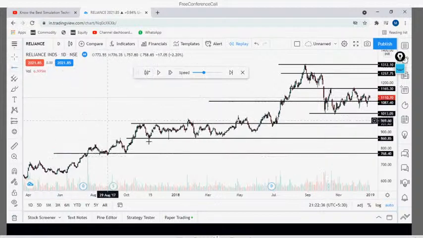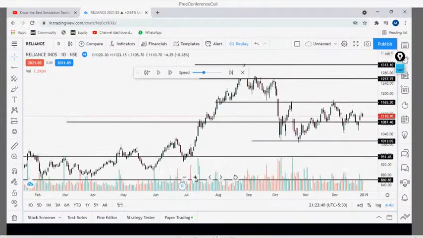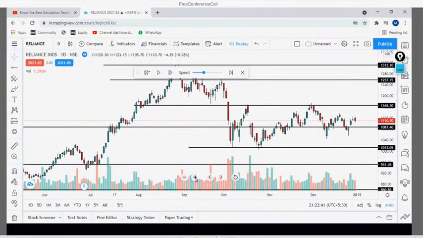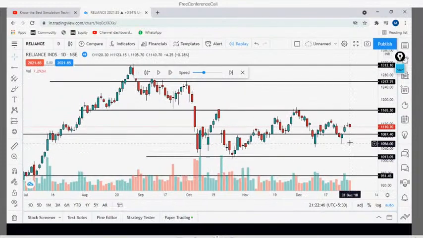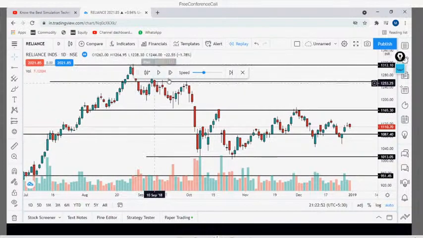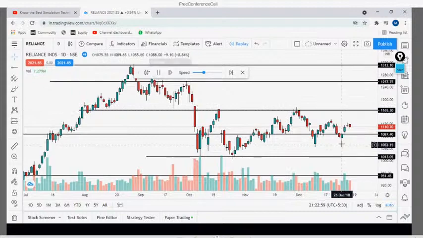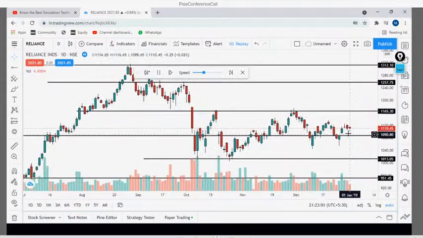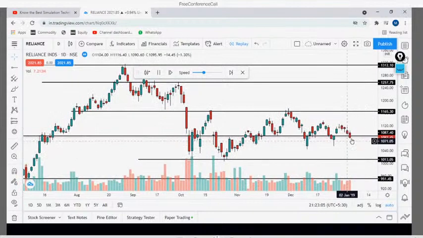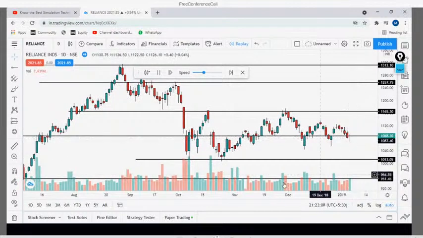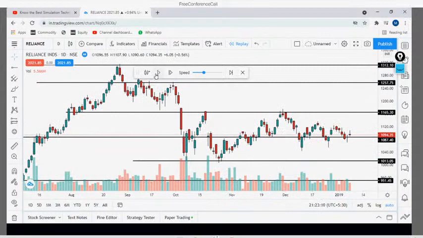Now let me zoom it. You can see here, date wise, this is 31st December. Now I'll start. When you click on play, you can see the candle forming. When I click here, the candle will start forming. You see here, the candle started forming. See here, this was a resistance level. See here, I want to stop here.